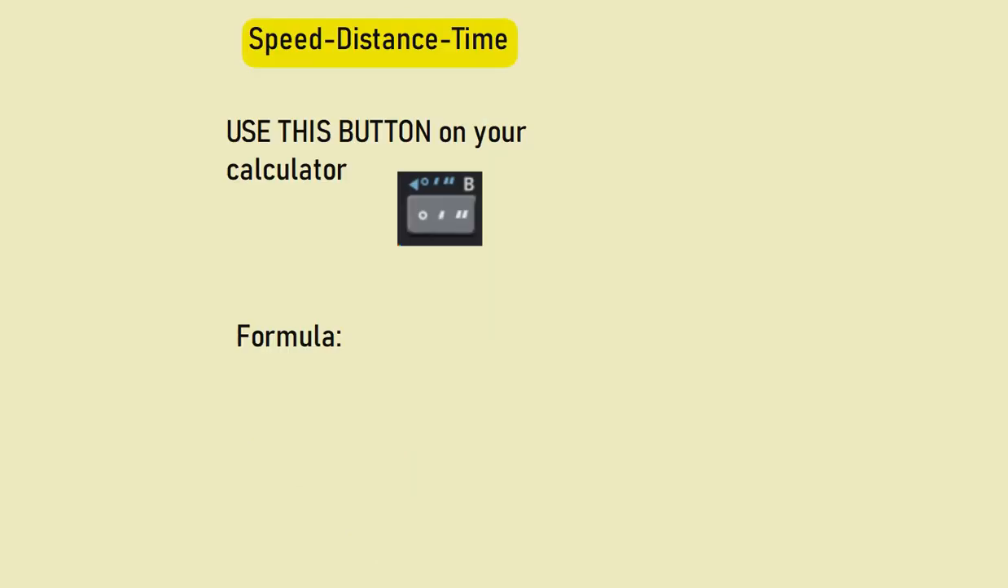Right. Speed, distance, time. Okay, key here. You need to use the time button on your calculator. There's so many questions where you are maybe given something in hours and minutes, but you want it in kilometers per hour, for example. So you need to get used to converting between those different forms.